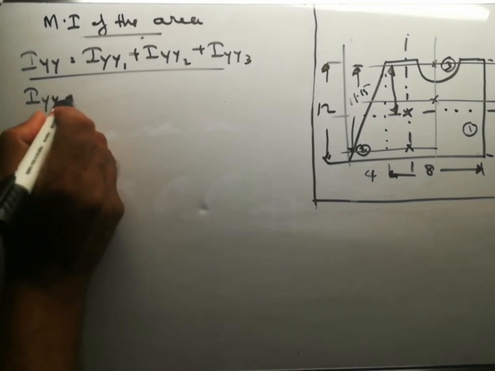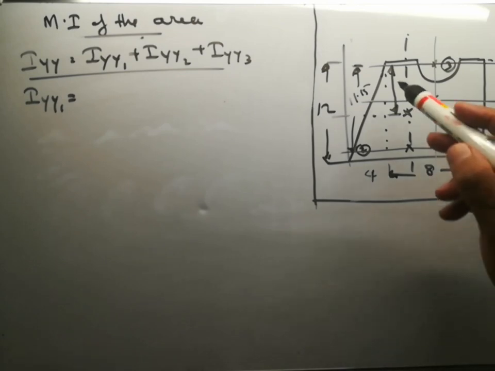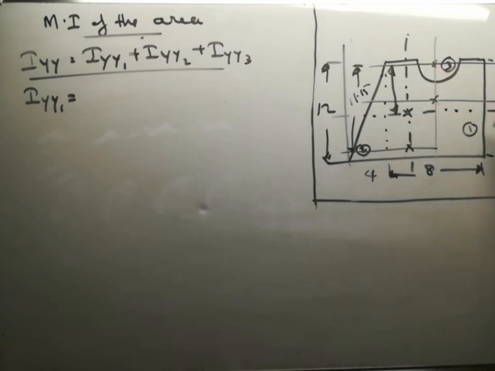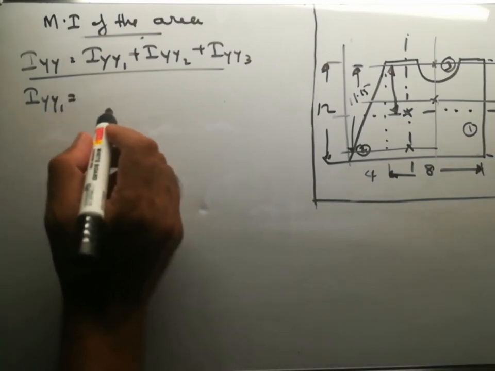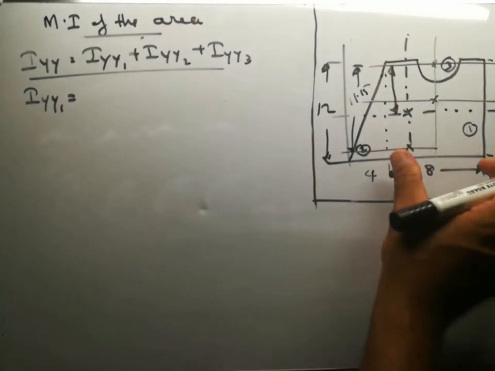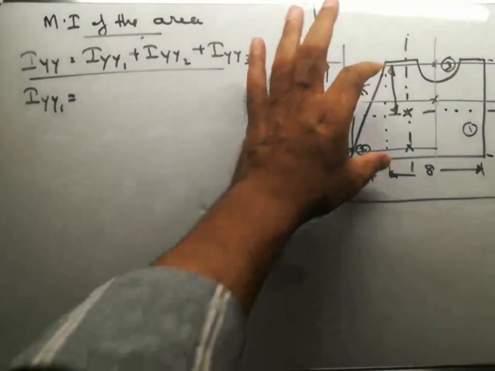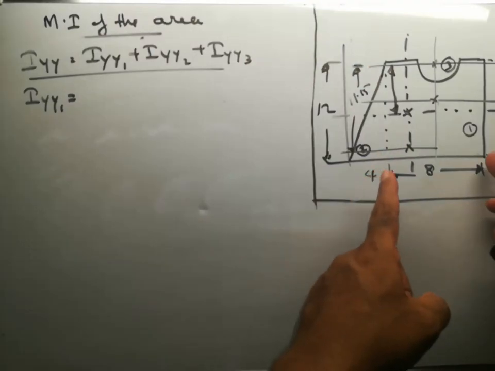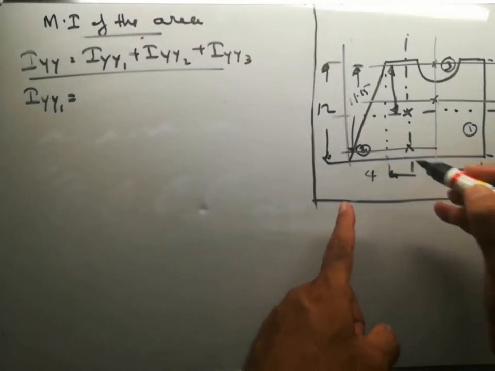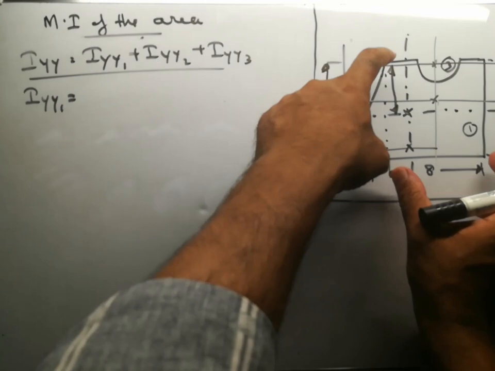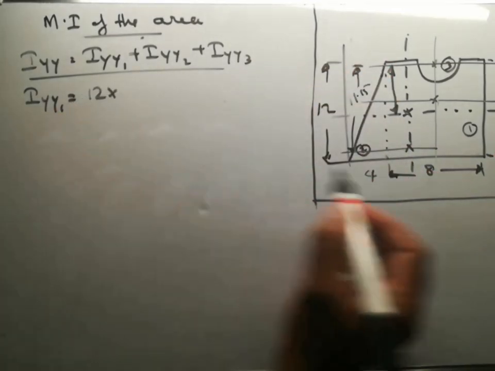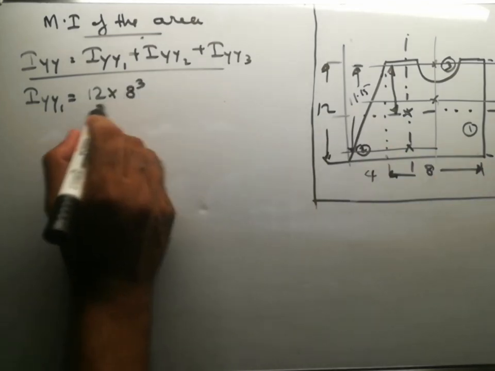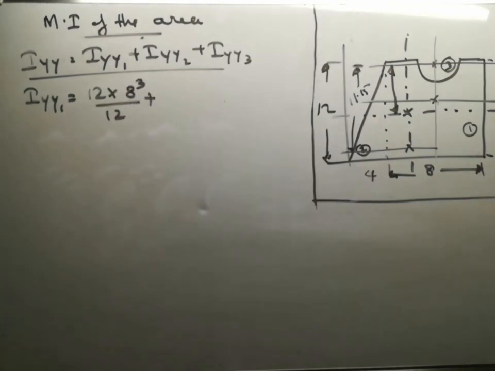Iyy1 is equal to, for a rectangle about its own centroidal axis, that is IG, which is BH cubed by 12. So this is B and this is H in this case. This is B, this is H. What is B? It is 12. So 12 into H, which is 8, cubed, divided by 12, plus.